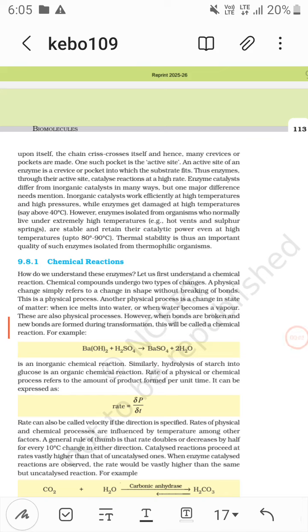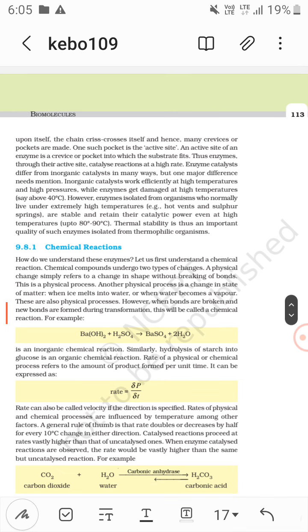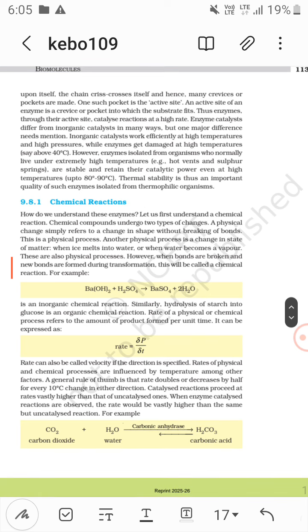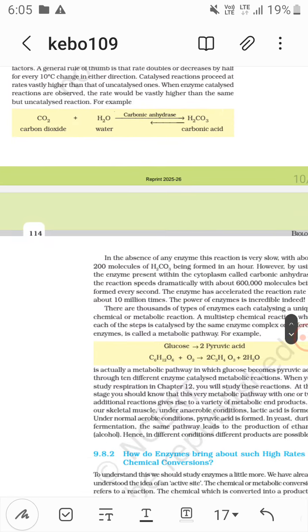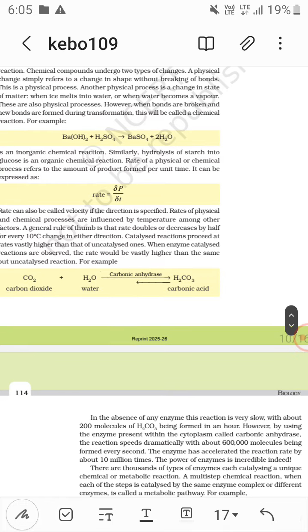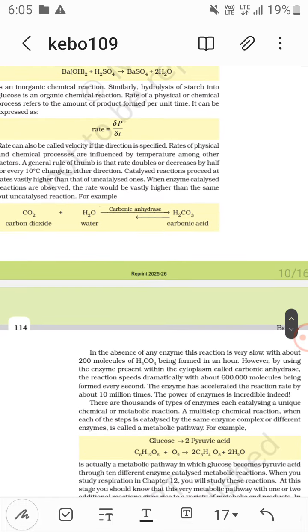Inorganic catalysts work efficiently at high temperatures and high pressures, while enzymes get denatured at high temperatures, say above 40 degrees Celsius, right? However, enzymes from organisms that normally live under extremely high temperatures, such as hot winds and thermal springs, are stable and retain their catalytic property even at high temperatures like 80 to 90 degrees Celsius. Okay.